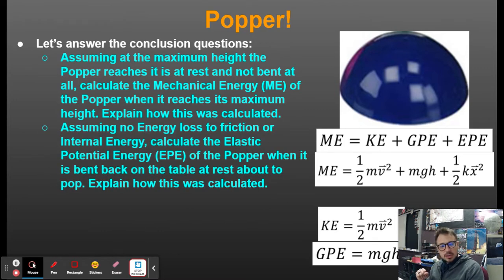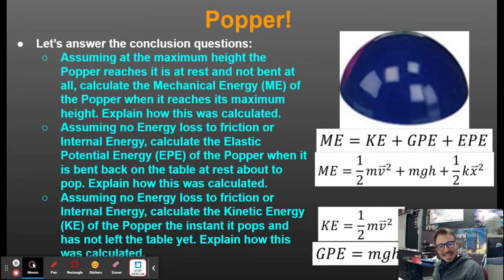Now, this next question asks you to find the elastic potential energy. Well, you don't have to use that equation, because if we know that energy is conserved, cannot be created, cannot be destroyed, well, if I know my total mechanical energy at the peak, all of that mechanical energy is now elastic potential energy when it's bent back sitting on the table. And the instant it pops, it's all going to be kinetic energy. So all of that elastic potential energy was transformed into kinetic energy. So those all have the same answers, right?